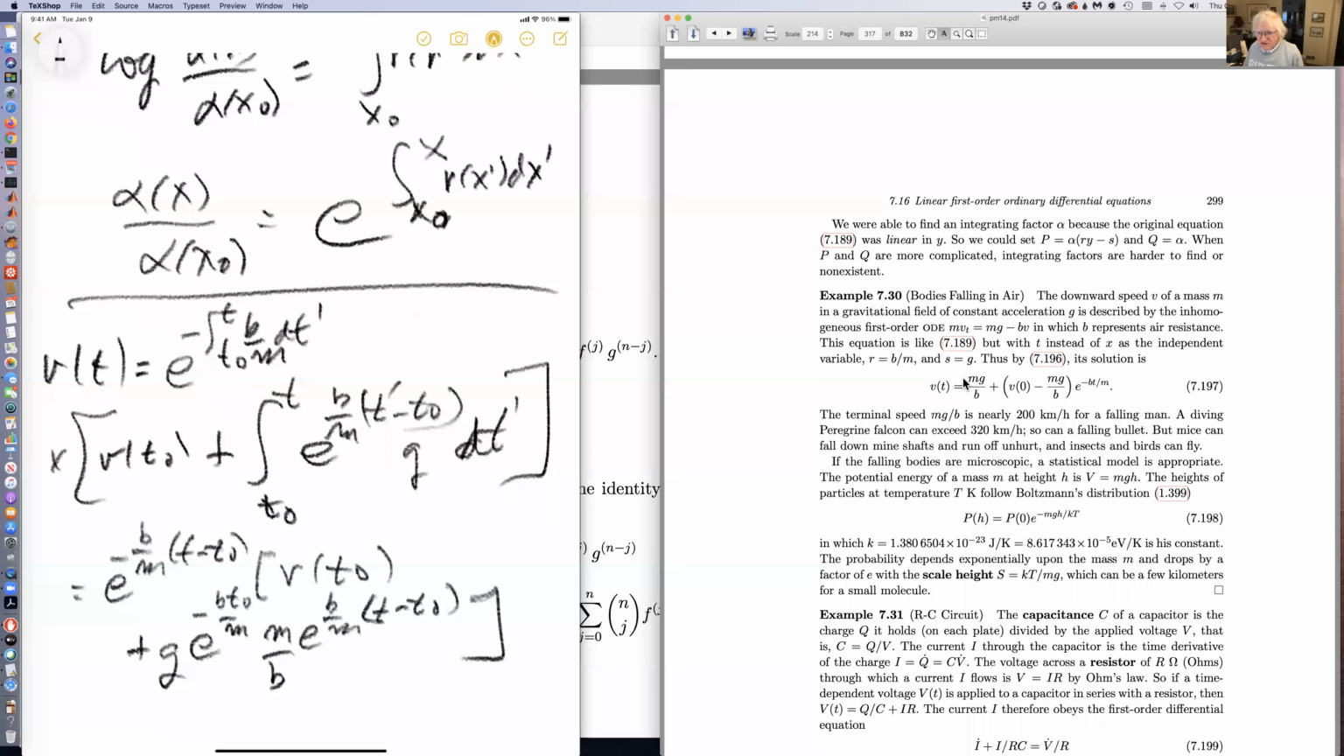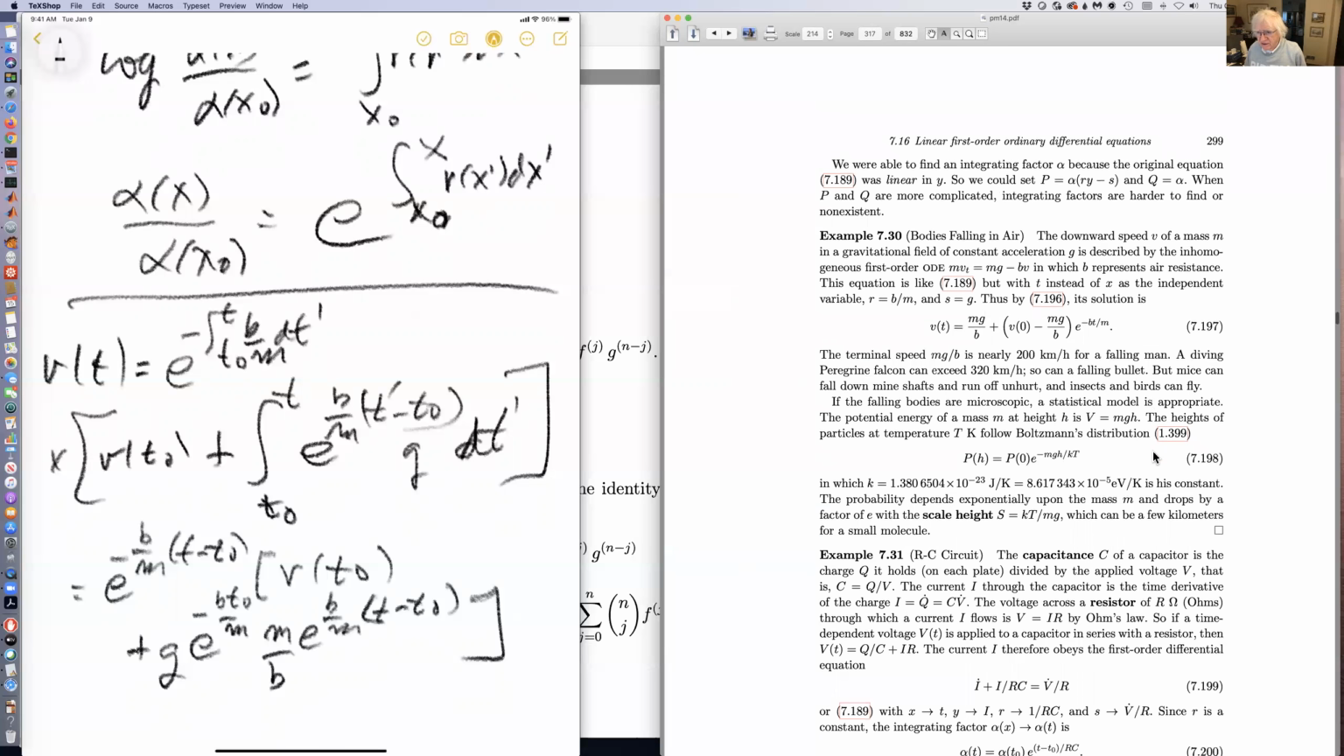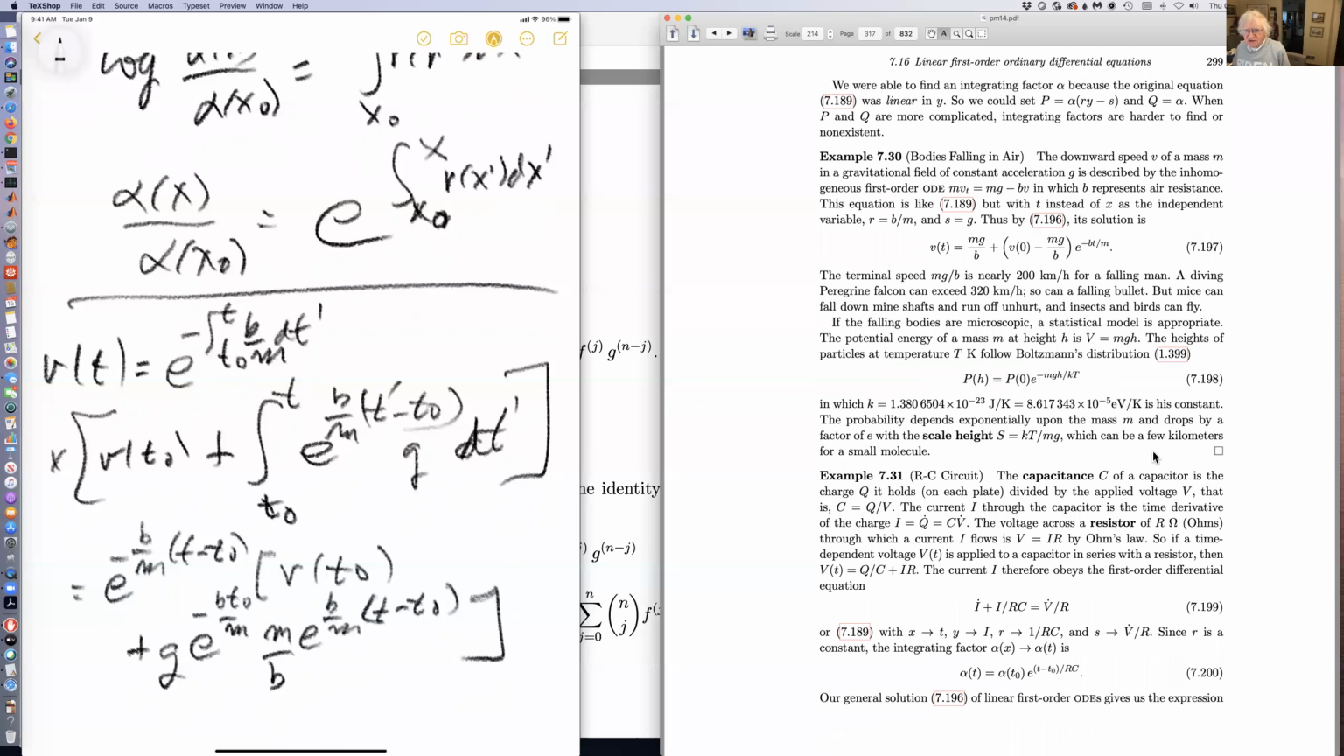So this is the terminal velocity, because when t gets big, this term vanishes. And it's 200 kilometers per hour for a falling adult. A diving falcon can get to 300 kilometers per hour. And it turns out to be like the speed of a falling bullet. On the other hand, mice can fall down mine shafts and run off unhurt, and insects and birds can fly.